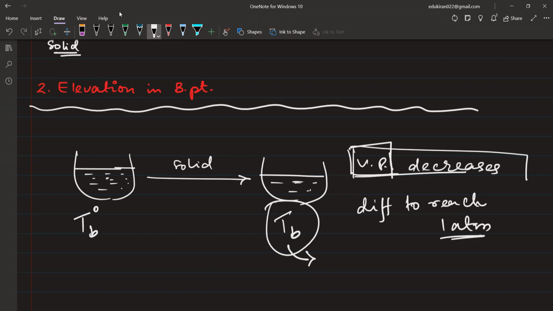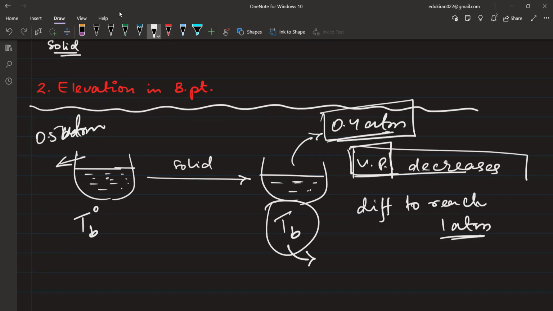Because what is boiling point? Boiling point is the temperature at which the vapor pressure of a liquid is equal to the external pressure, or equal to 1 atm in normal conditions. If the vapor pressure has decreased, let us suppose initially at T naught B the vapor pressure was 0.5 atm, and after adding a solid solute it has become 0.4 atm. Obviously, to boil it, I will require more temperature to bring 0.4 atm to 1 atm. It is going to require more heat and more temperature, and that causes elevation in boiling point.